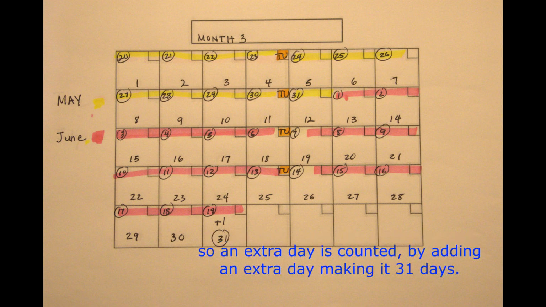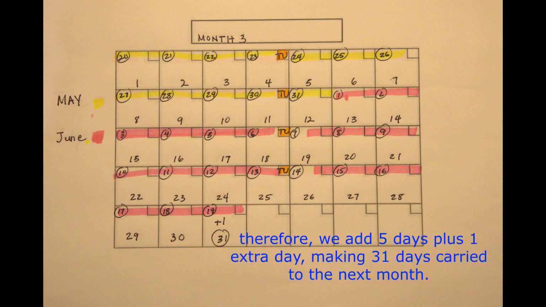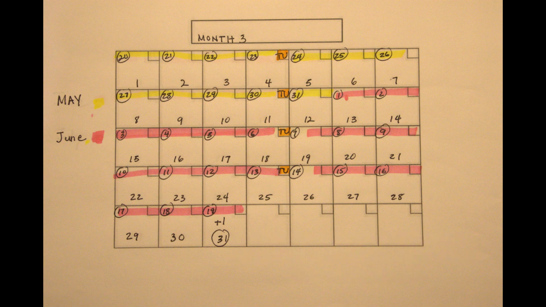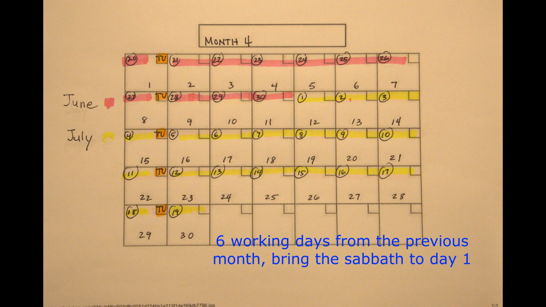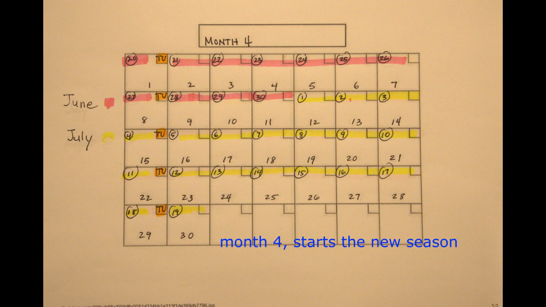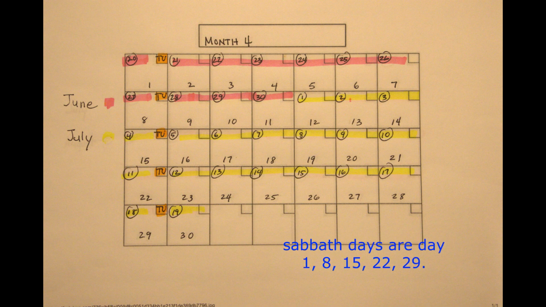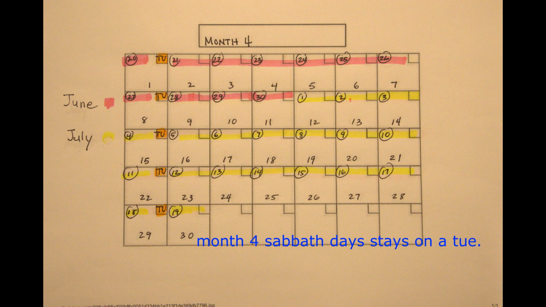So an extra day is counted by adding an extra day, making it 31 days. Therefore, we have 5 days plus 1 extra day, making 31 days carried to the next month. Six working days from the previous month brings the Sabbath day to Day 1. Month 4 starts the new season. Sabbath days are Day 1, 8, 15, 22, 29. Month 4 Sabbath days stay on a Gregorian Tuesday.